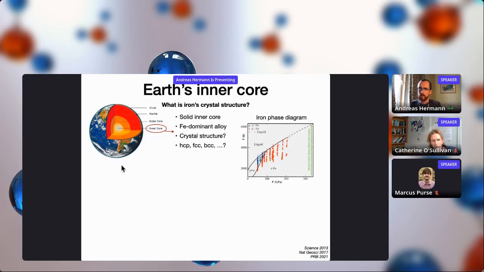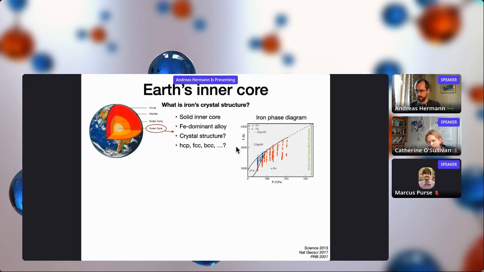So, as you know, Earth's inner core is solid and is an alloy dominated by iron. But the question is, what is the crystal structure of this alloy, and therefore, what's the crystal structure of the core? So there are various candidates: HCP, FCC, BCC crystal structures.